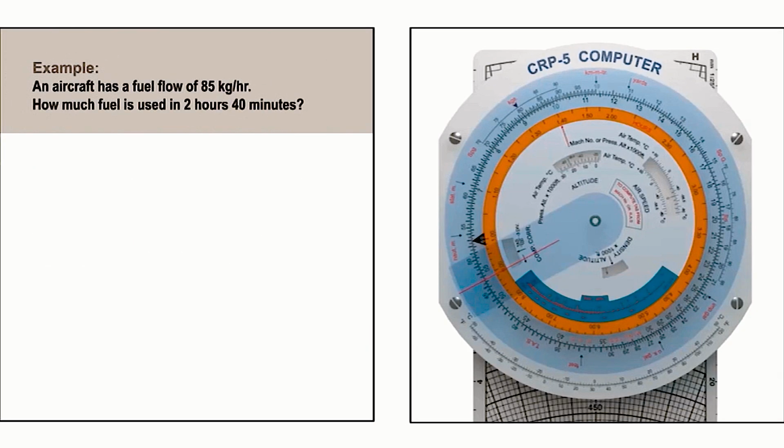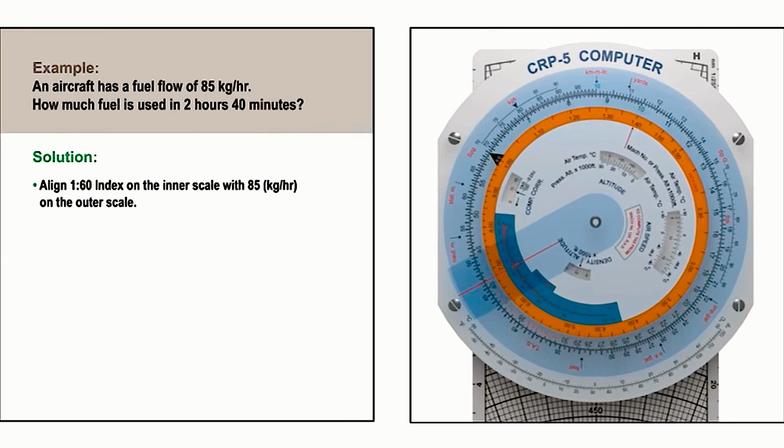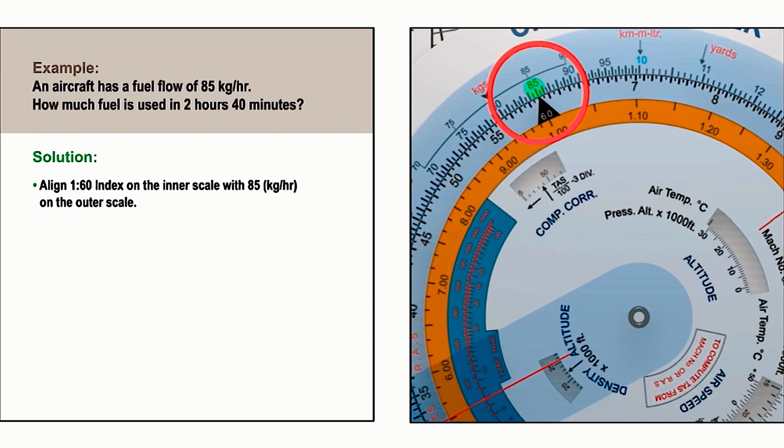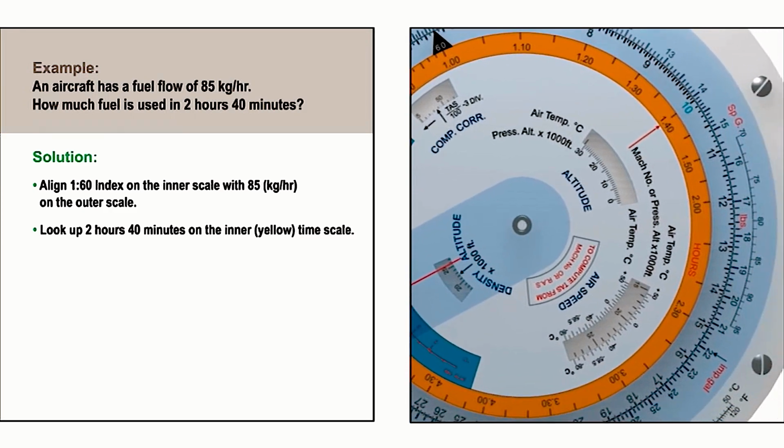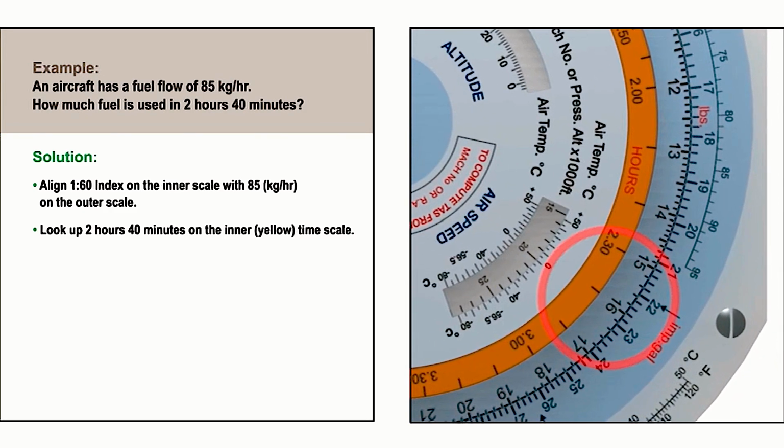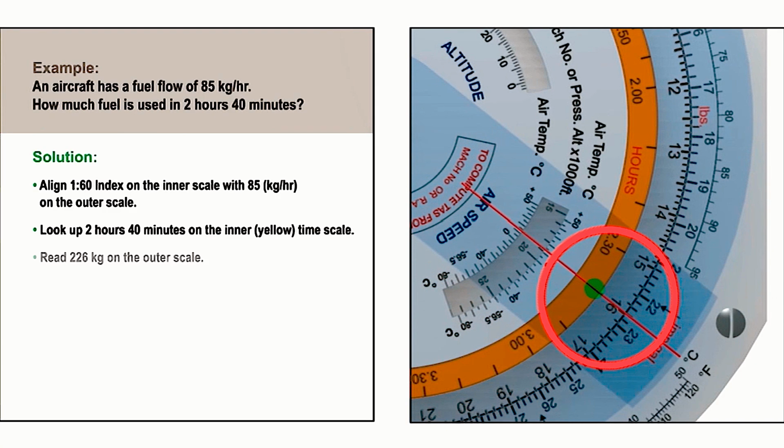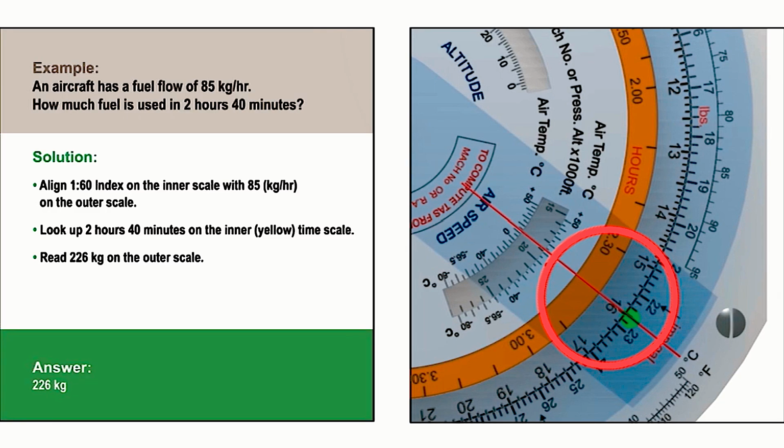Now we are given the fuel flow of 85 kilograms per hour and asked to calculate how much fuel will be used in 2 hours and 40 minutes. Align the black 1 in 60 triangle on the inner scale with 85, representing 85 kilograms per hour, on the outer scale. Go to the inner yellow time scale and locate the mark for 2 hours and 40 minutes. Line up the cursor line with this mark and read off the outer scale the value of 226. This is the number of kilograms of fuel that will be used in the 2 hours 40 minutes.